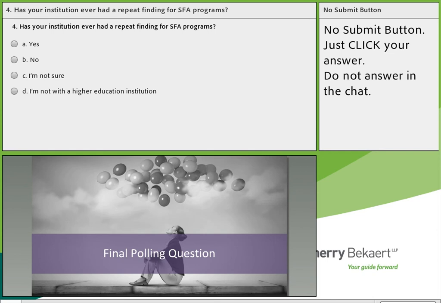Just this last one: if a student fails a course, goes through the entire semester, does the administrator have to complete an R2T4 to determine if they've earned 100% of their aid? I do not believe that there is any requirement to do that. If they've failed, they've failed, but if they've completed their semester and have not exited early, there's no need to complete an R2T4.